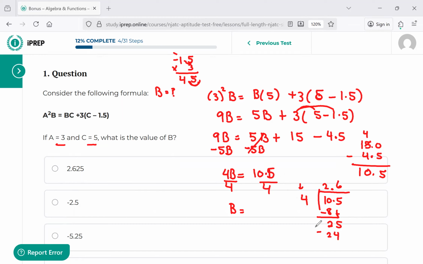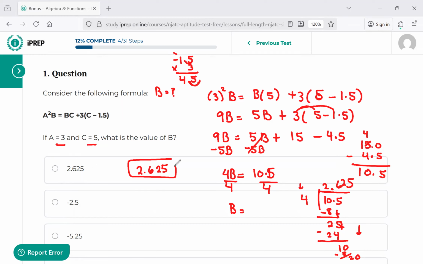Now you can stop here because if you look at all the choices, there's only one that's like a 2.6. But you can continue if you want. 25 minus 24 is 1. Bring down the 0. How many times does 4 go into 10? Twice. So 4 times 2 is 8, and then 10 minus 8 is 2. Bring down the 0. How many times does 4 go into 20? So your answer is 2.625.